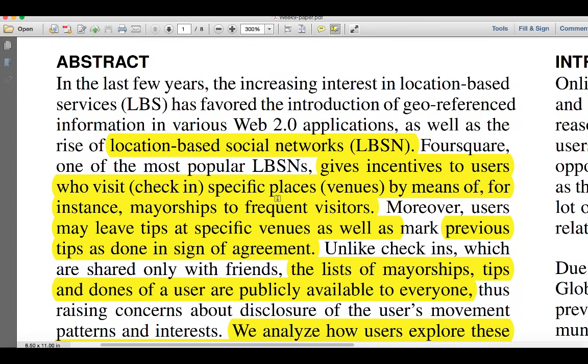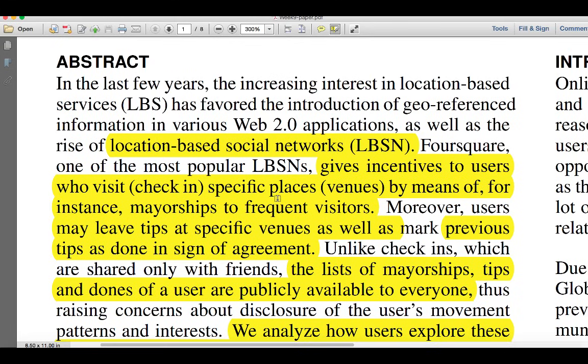So as I said, we are going to look at location-based social networks. Foursquare is one of the popular ones. The way Foursquare works is it gives incentives to users who check in at specific places. So a visit is a check-in. You go to a place, for example, Triple IT Delhi is a venue. You come to Triple IT Delhi, which is a venue, and then you do a check-in, which means you're visiting the place.